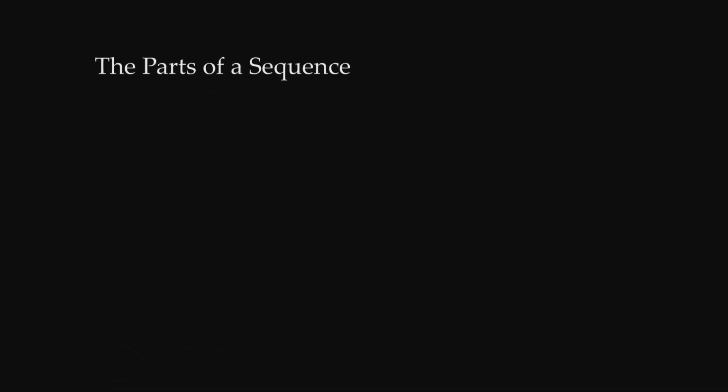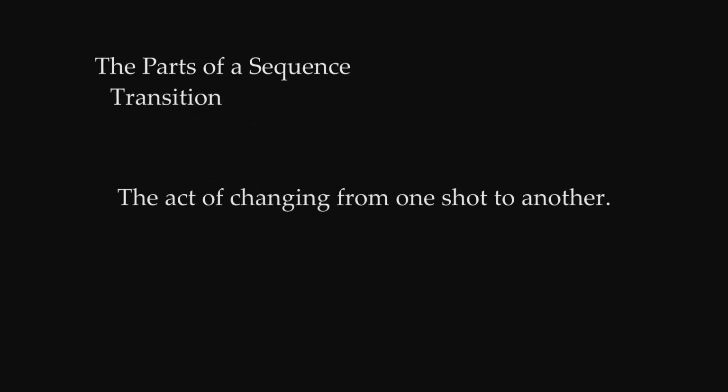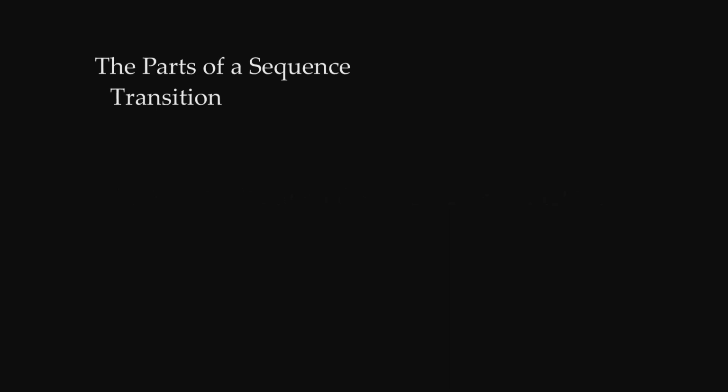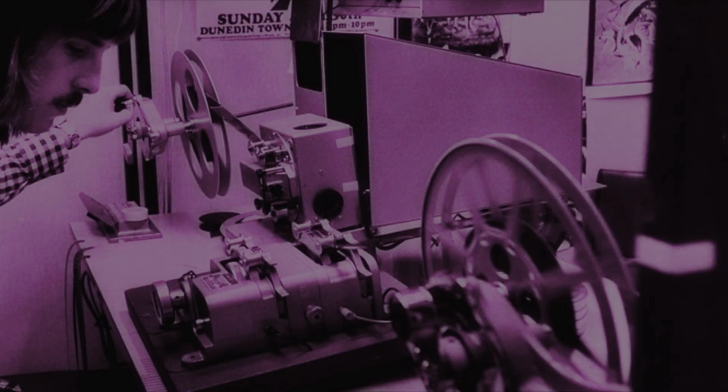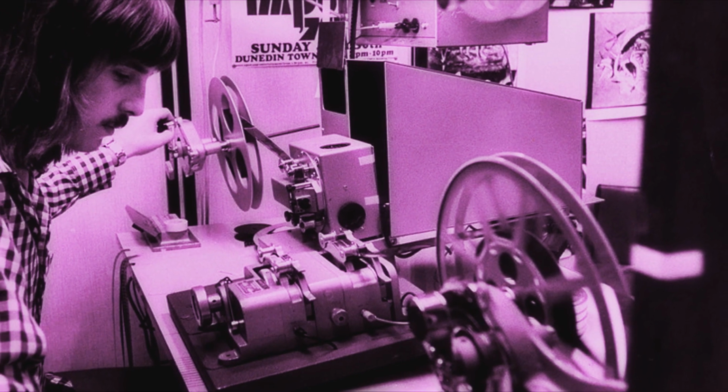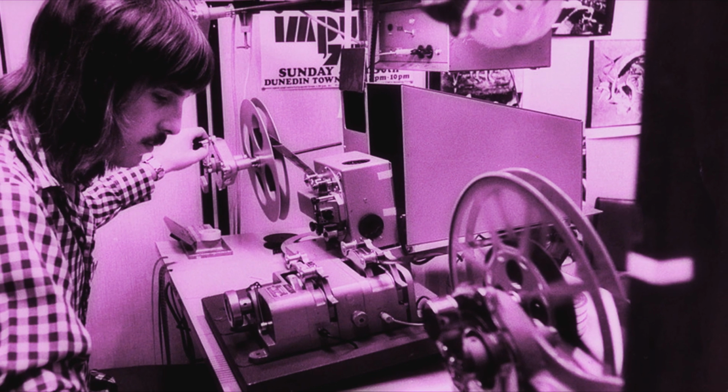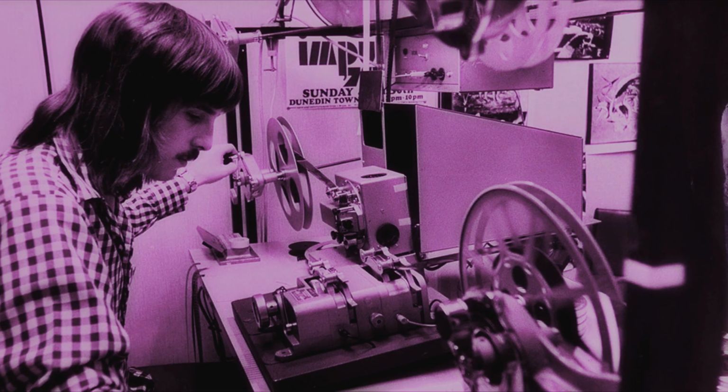When one shot changes to another within a sequence, this is referred to as a transition. The type of transition used from one shot to another assists in the storytelling of the narrative film. The most common type of transition used in a film is the cut. A cut occurs when one clip immediately goes to the next clip. The word cut is derived from the fact that the film editor would literally cut one film and paste it to another film to create this effect.